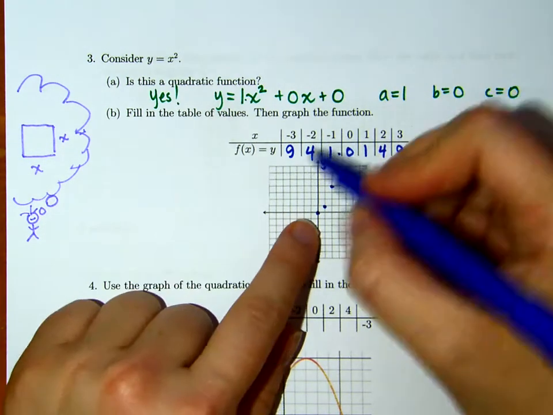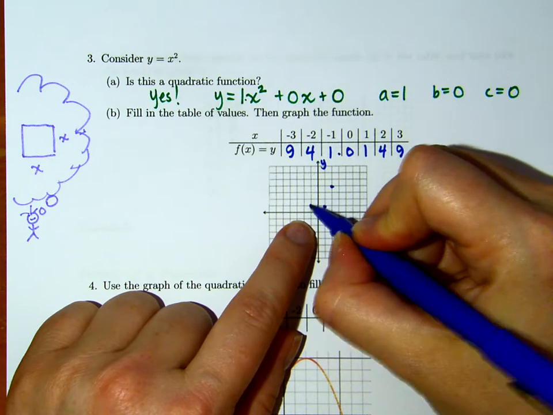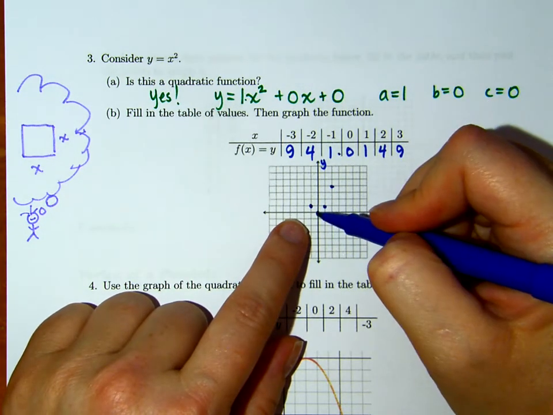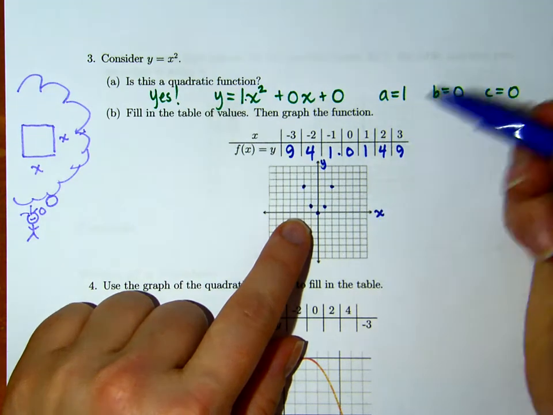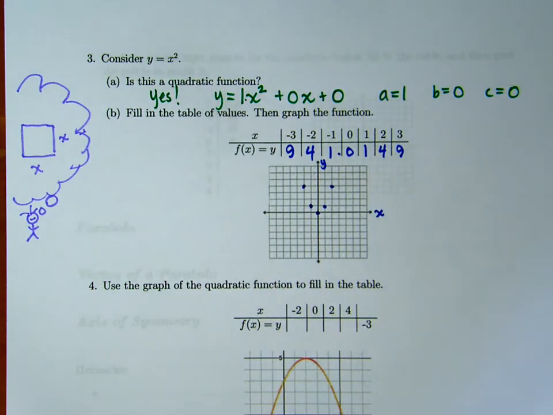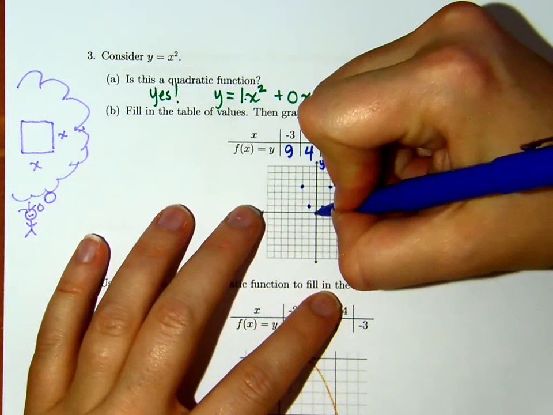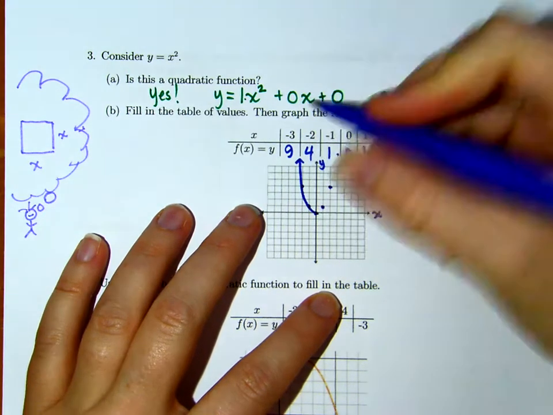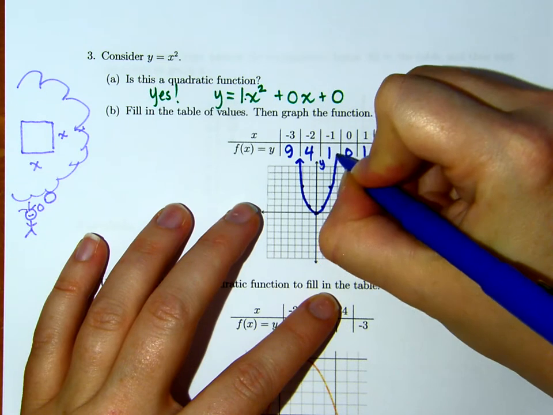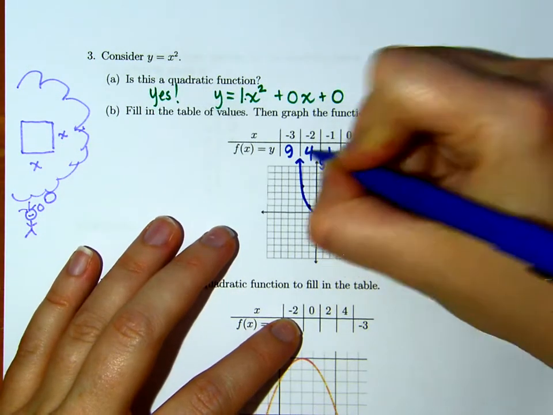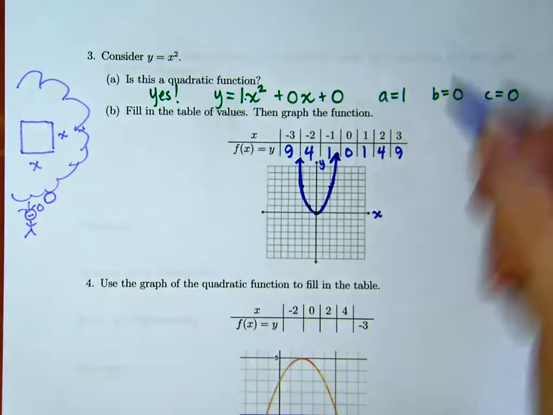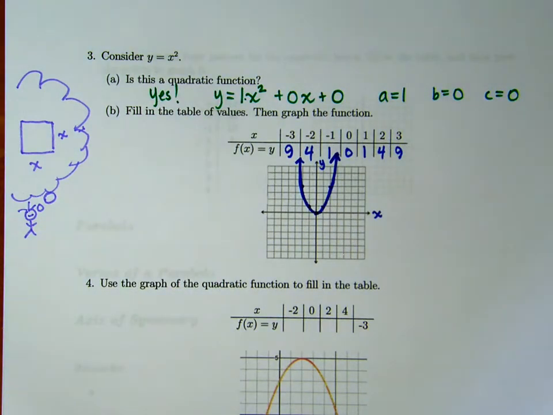I have -1, so to the left 1, up 1. X is -2, to the left 2, up 4. Oh, look at that. I'm seeing a smile here. So the graph of this curves. It's got the curvature. And the image of a quadratic is called a parabola.